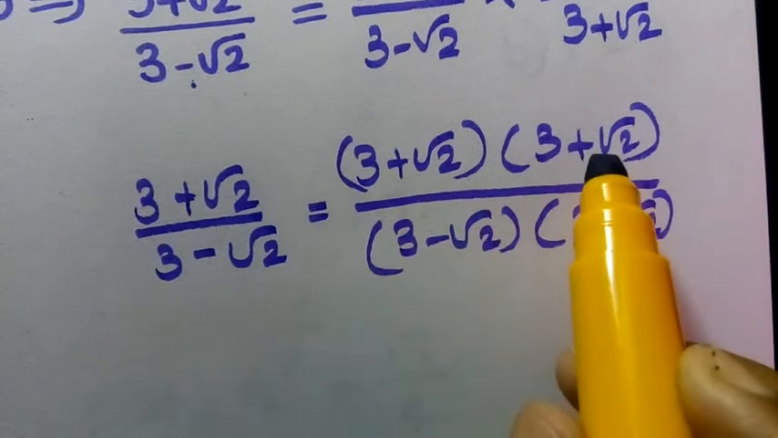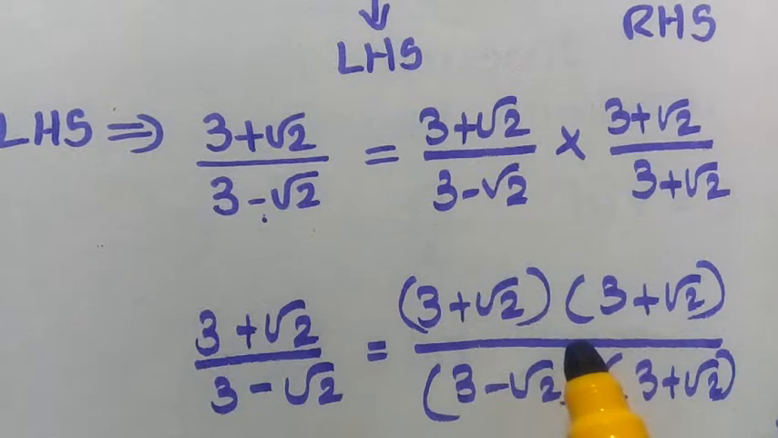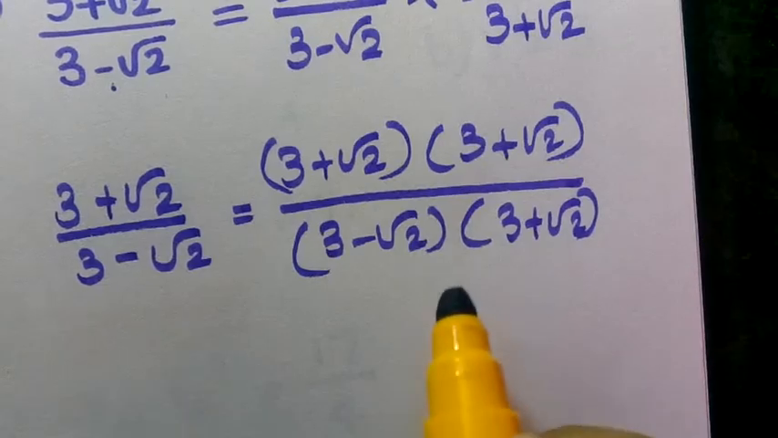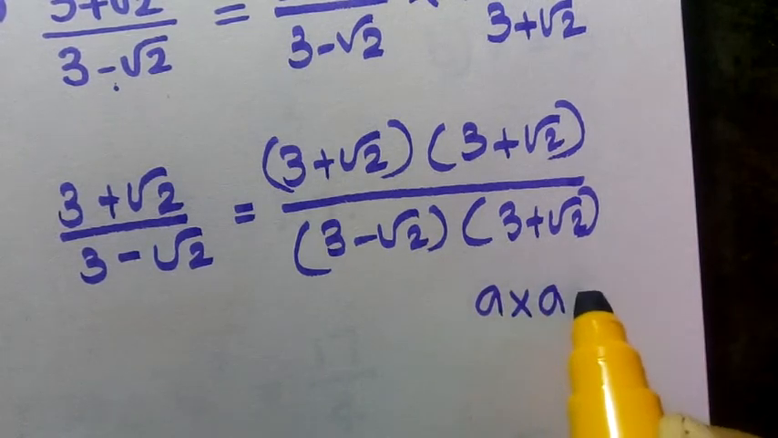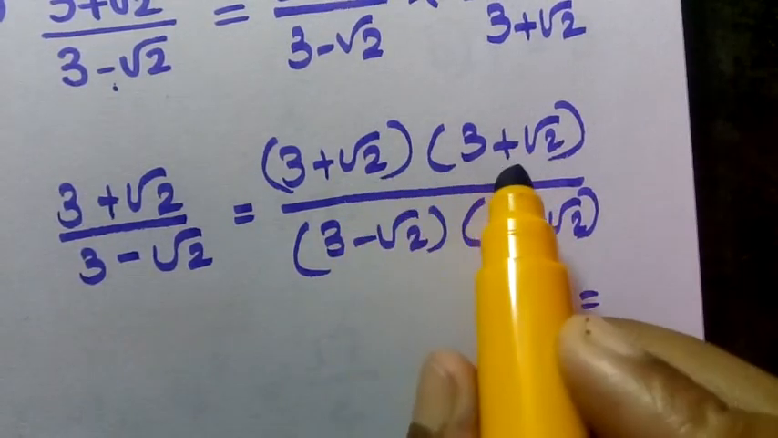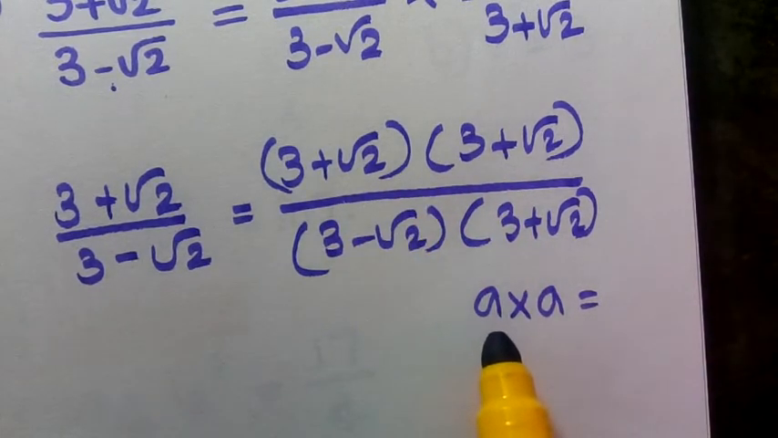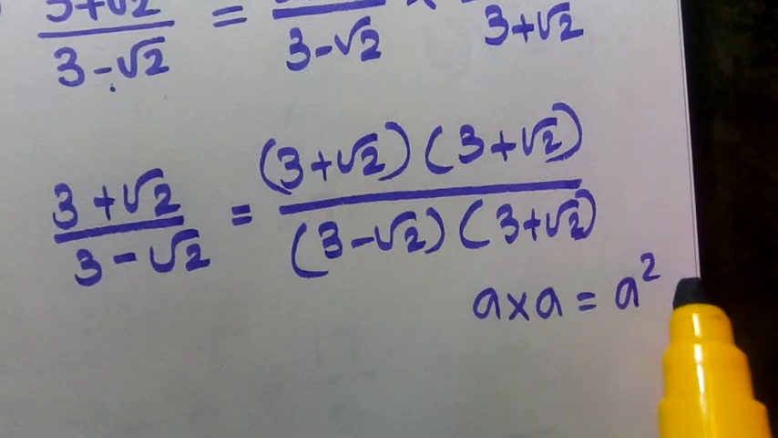Now we need to solve the numerator first. After that we will solve the denominator. Children, observe the numerator. It is like (3 + √2) into (3 + √2). What is a into a? Here the terms are same. So instead of 3 + √2, we are going to take a. So it is like a into a. In your earlier classes you studied what is a into a? a into a is equal to a square.